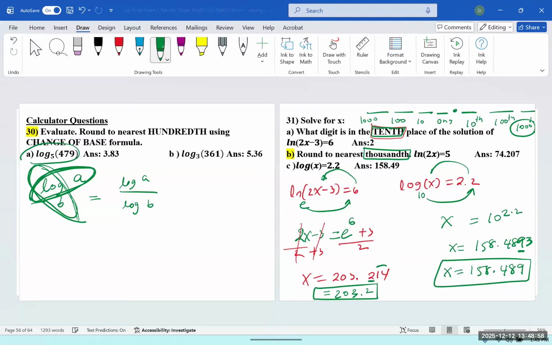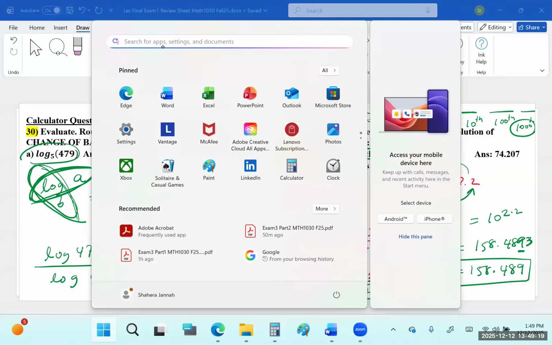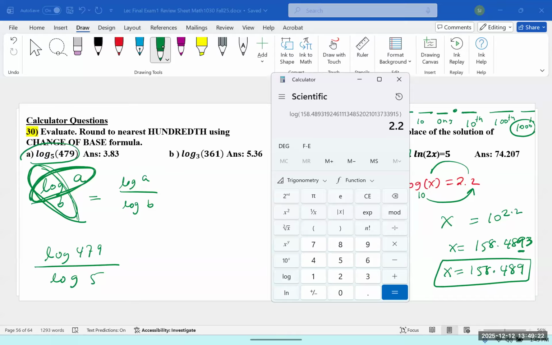Okay, anyway, so here we have log 479 and we have log 5. When you punch a calculator, some calculators can apply the log first and then the number, but some calculators require you to write the number first and then the log. For example, in my calculator, if I start with log, it doesn't let me do anything else, because we have to punch the number first and then the log. Okay. So we have 479 log.